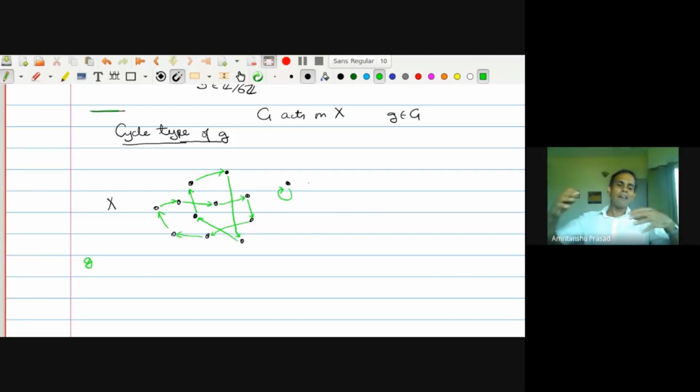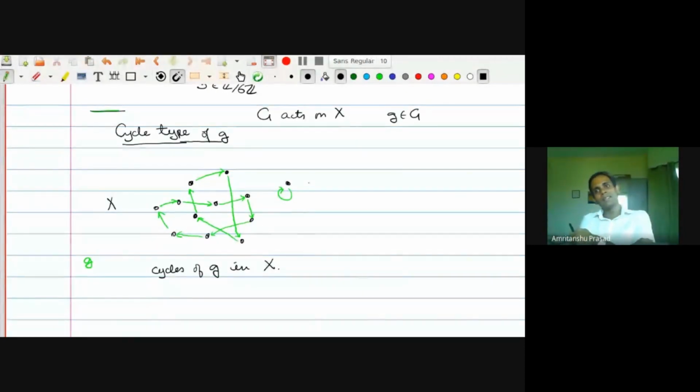So what happens is every element of the set fits into one of the cycles for the element g. So these are the cycles of g in X. Every element of capital X is part of a cycle of g. This is all because of the finiteness. If you had an infinite group, then it's possible that you would never come back. But because of finiteness, you have cycles, and the entire set becomes partitioned into cycles.